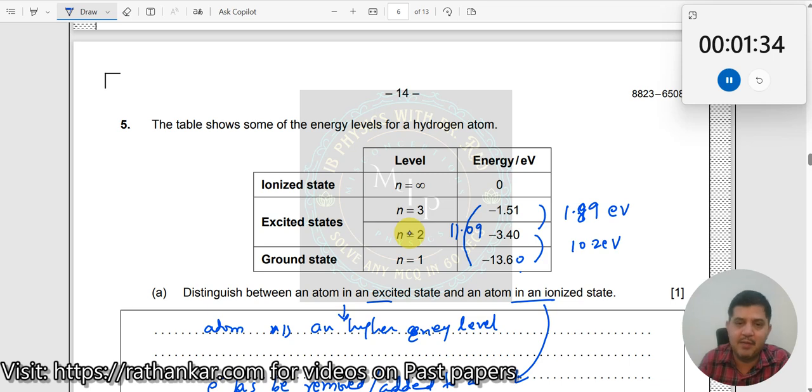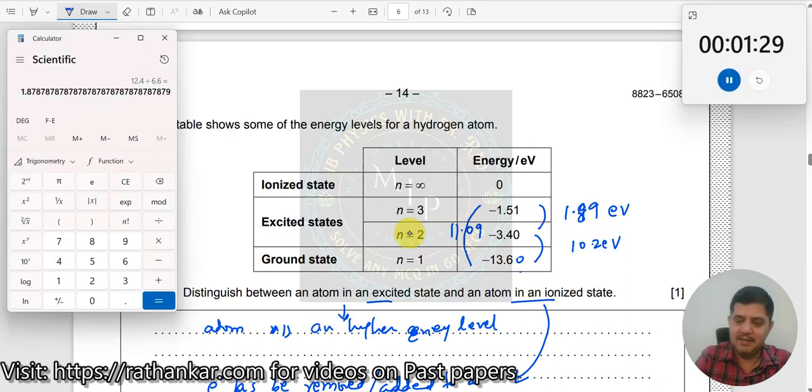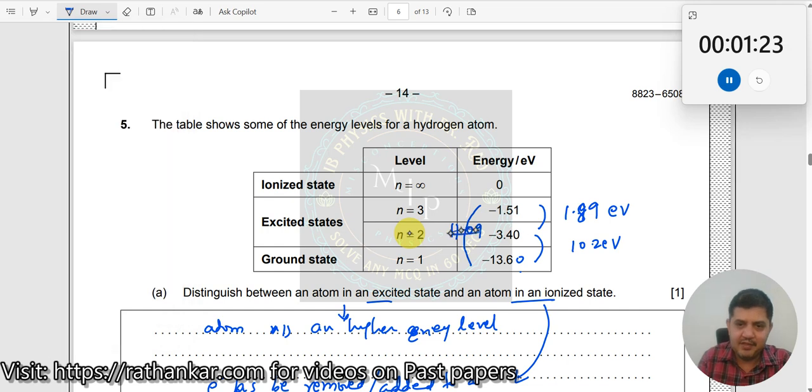I can do it using a calculator also. Why should I do all these things? Let me do it accurately. 13.6 minus 1.51 is 12.09. I made a mistake here, so this should be 12.09. These are the only differences in energy levels that we can have.